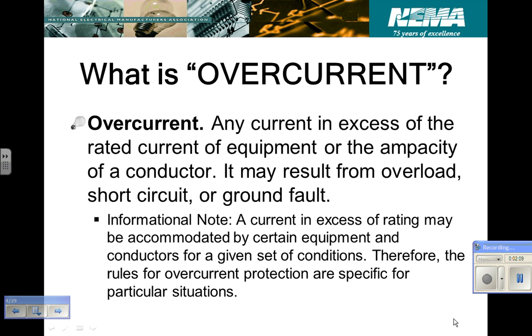You all know what overcurrent is. We've been talking about that quite a bit. It is any current in excess of the rated current of the equipment or the ampacity of a conductor. It may result from an overload, short circuit, or ground fault. Remember that overload always refers to a slight overcurrent condition that goes on and on because of some condition that's happening for a long time.